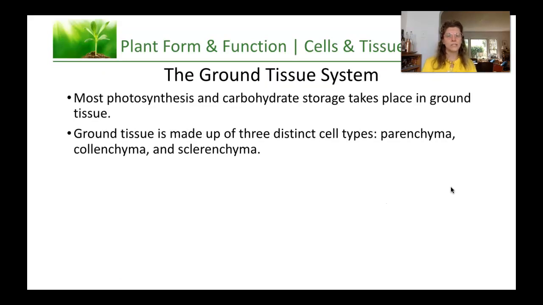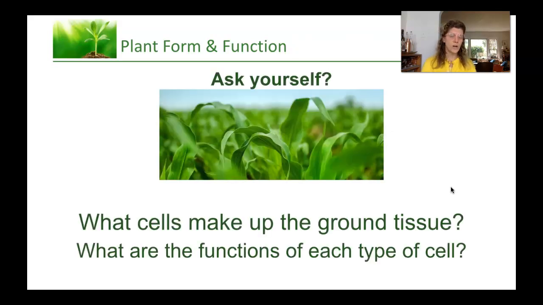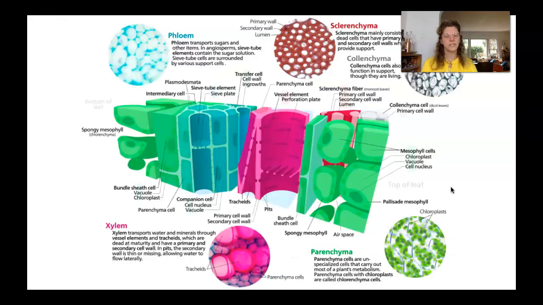Ground tissue, the whole system there, remember, is where most photosynthesis takes place and carbohydrate storage. And this is associated with three distinct types of cells: the parenchyma, the collenchyma, and the sclerenchyma. So I already sort of mentioned what cells make up ground tissue, but what are the functions of each of these cells? This is a really nice diagram of all the ground tissue, including the vascular tissue, as you can see with the xylem and the phloem.